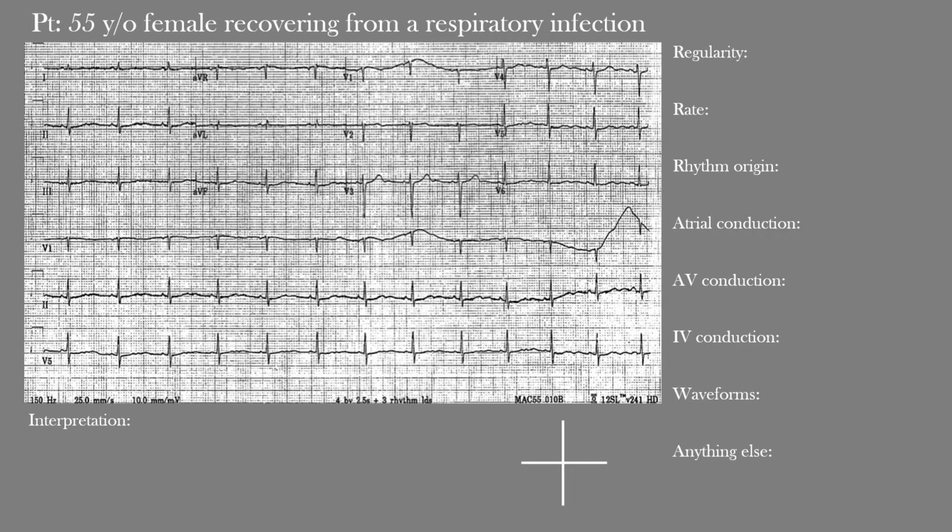Next, we have the heart rate, so we'll determine that. Then the rhythm origin. That is, where's the rhythm actually starting from within the heart? Then there's the atrial, AV, or atrioventricular, and intraventricular, or IV, conduction. There we're going to be looking at whether the conduction is normal or not in those locations. Then we have the waveforms, and this will include all the waves, all the segments, and the intervals. And lastly, is there anything else? Meaning, is there something that we're missing or still need to mention? After that, we'll use all this information that we've gathered to make a final interpretation of the EKG.